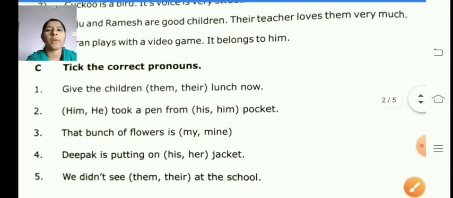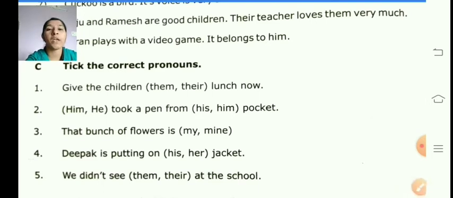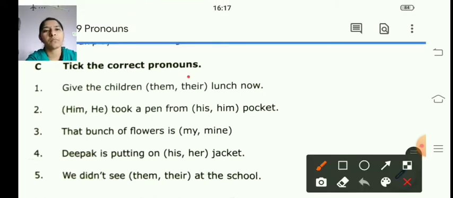Now we will move on to the topic C. Okay, tick the correct pronouns. Give the children dash lunch now. Them or their. Give the children them lunch now, or give the children their lunch now. So which is the correct word here? Very good, children. So give the children their lunch now.